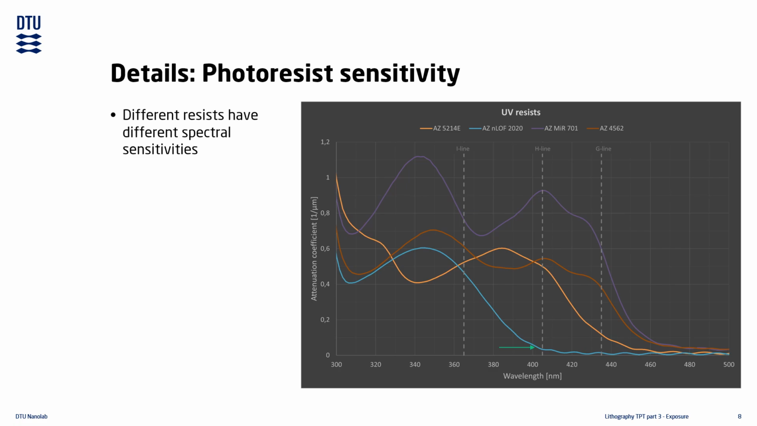The practical meaning of this is that it becomes important to choose the correct exposure tools. The exposure light source wavelength has to match the sensitivity spectrum of the resist, otherwise you may not be able to expose it at all.